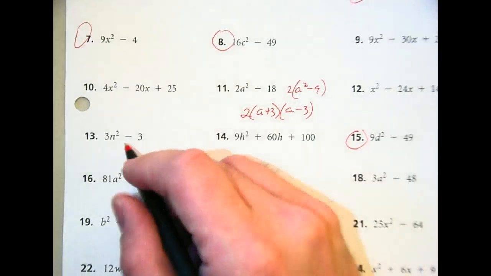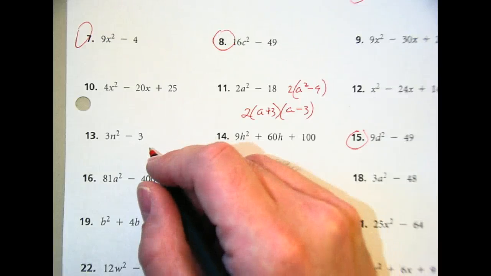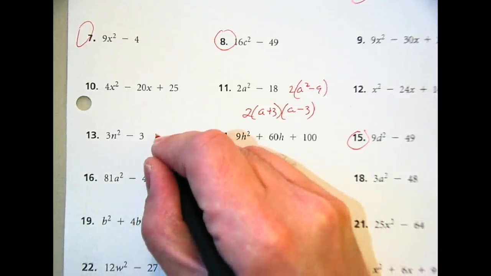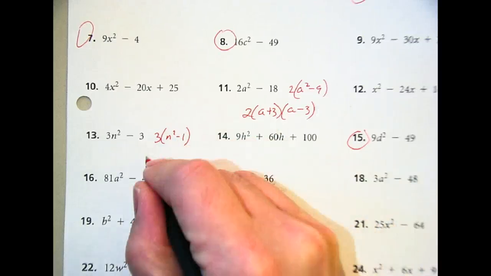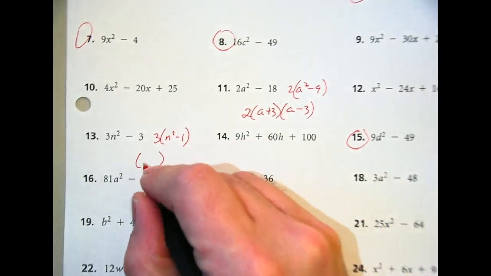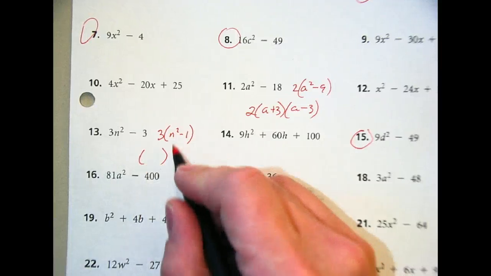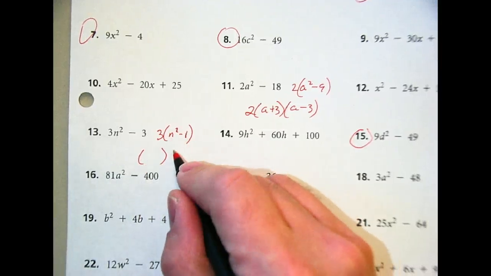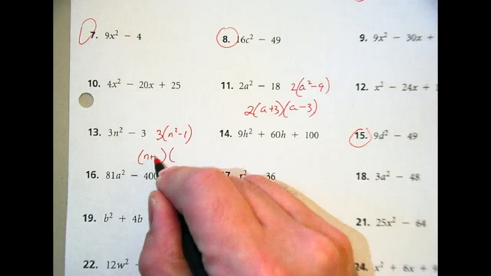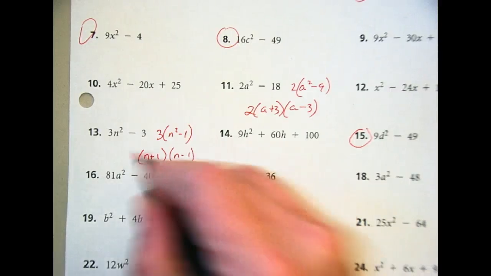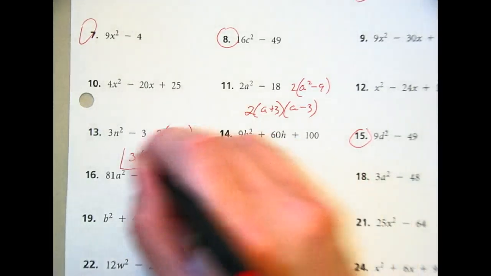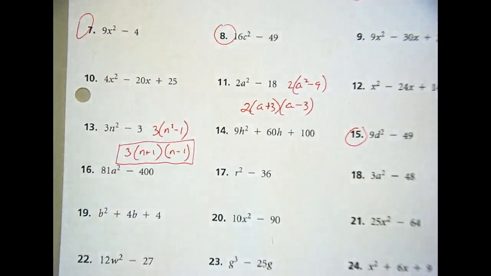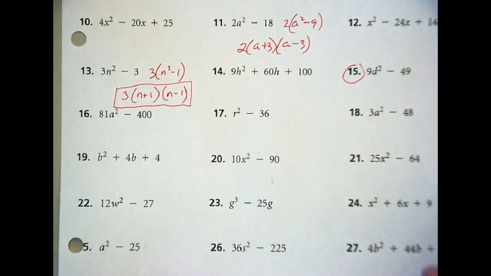All right, so what comes out of it? Jade? 30. Okay. And then what do we have? So we get, is this perfect? Yeah. So we get n plus 1, n minus 1, and we just put the 3 on the outside. All right. Good.